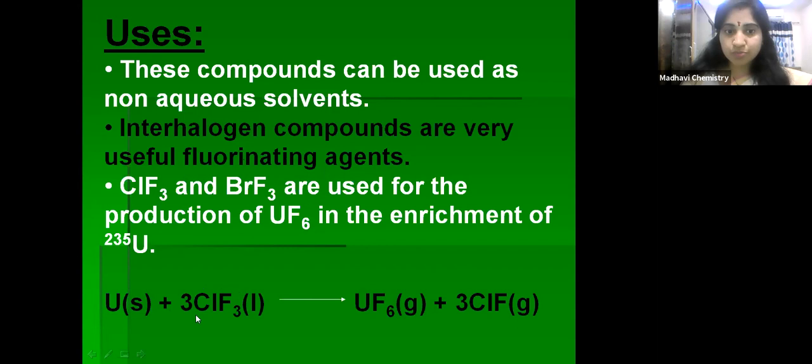So when uranium reacts with chlorine trifluoride, ClF3, it gives uranium hexafluoride plus ClF. Okay, so these are the uses of interhalogen compounds, children. I hope you have understood.